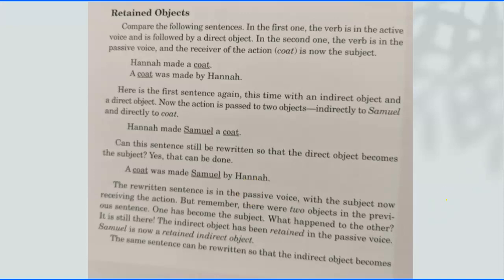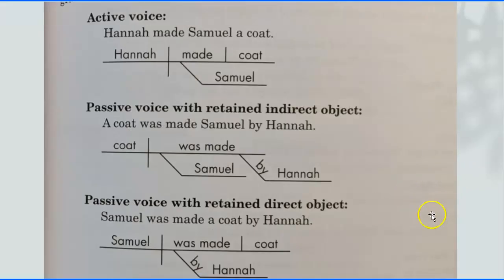Whoops, my slide moved. Sorry about that. And here it is with the passive voice. Samuel was made a coat by Hannah, and here that is again. So whether it is a prepositional phrase like here, or whether it is that retained direct object, it is going to be diagrammed the very same way. So don't spend a whole lot of time trying to figure out, oh, do I have one of those retained indirect objects or a retained direct object? Instead, just worry about whether you have active or passive voice.